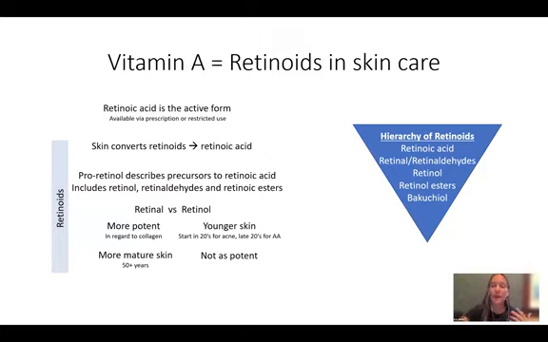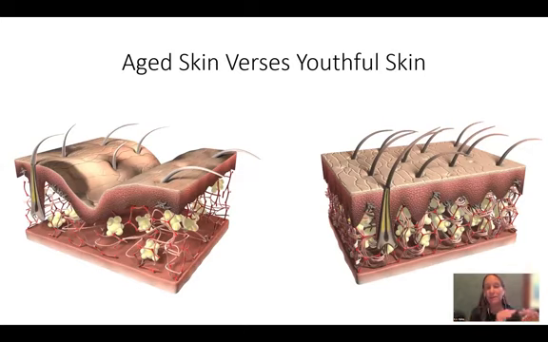Retinoids can have all sorts of benefits. But before we get into that, let's talk about the difference between aged skin and youthful skin so we can really understand how these benefits are impacting the skin. If you look here, you've got your aged skin on the left and your youthful skin on the right. These structures that make the octagons represent the collagen in your skin. Collagen is a structural protein found in your dermis, and it helps to hold your skin out, if that makes sense.